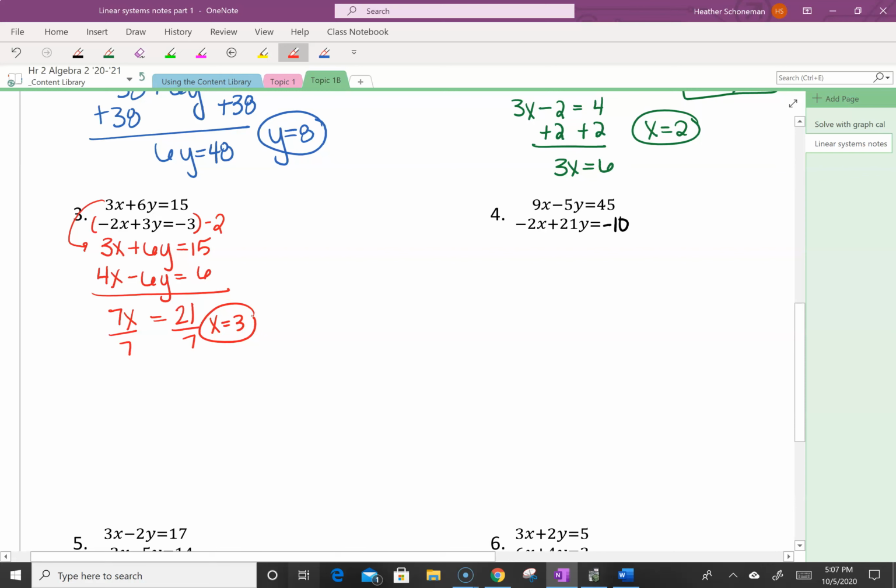Now that I've got my x, I'm going to plug it back in and find my y. So I'm going to take 3 times 3 plus 6y equals 15. So 9 plus 6y equals 15. Subtract 9 from both sides. So I get 6y equals, 15 minus 9 is 6.